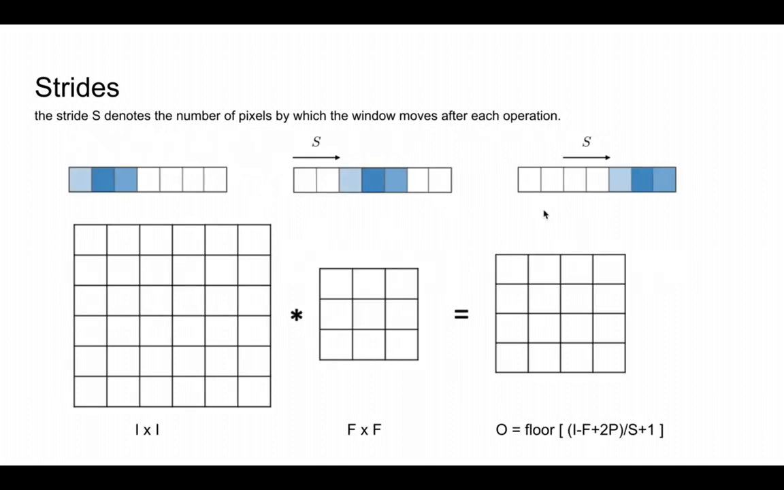With this feature, we can calculate the expected output size. The input size is I, and the filter size is f. The output size will be I minus f plus 2p, divided by stride size, plus 1. This could be a non-integer value. In that case, drop the decimal point and keep the integer number.